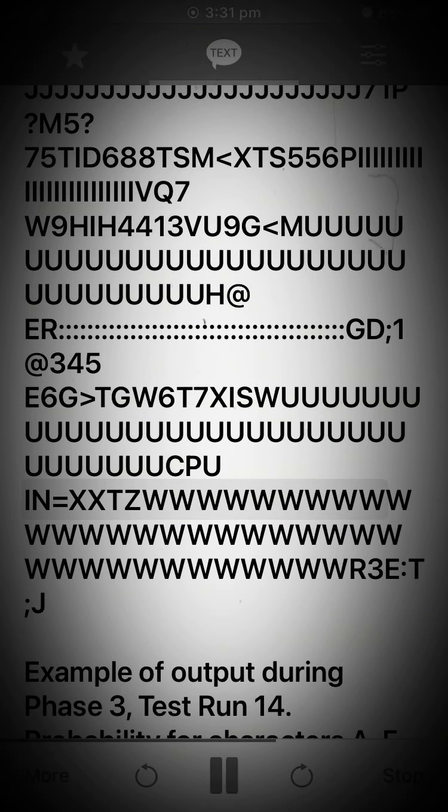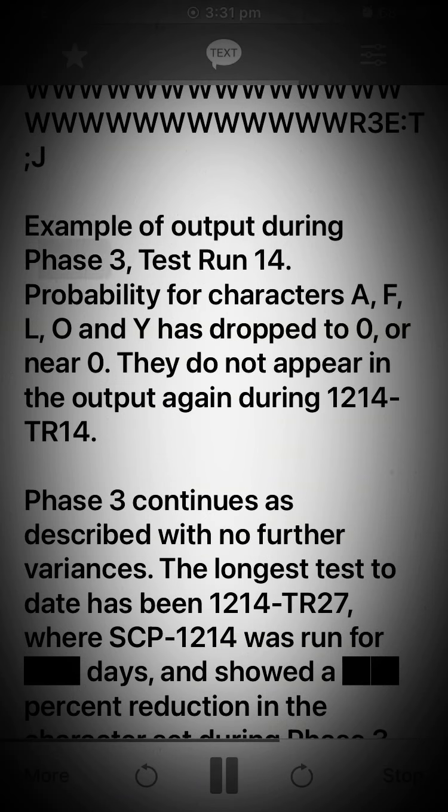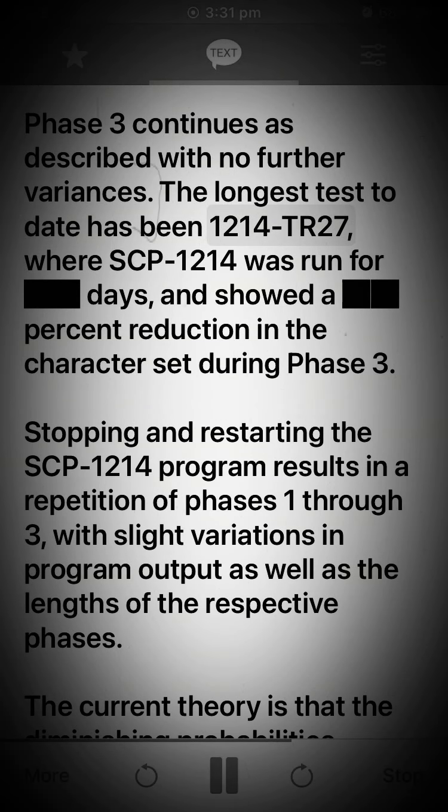Example of output during phase 3. Test run 14: probability for characters A, F, L, O and Y has dropped to 0, or near 0. They do not appear in the output again during 1214 TR-14. Phase 3 continues as described with no further variances. The longest test to date has been 1214 TR-27, where SCP-1214 was run for days, and showed a percentage reduction in the character set during phase 3.